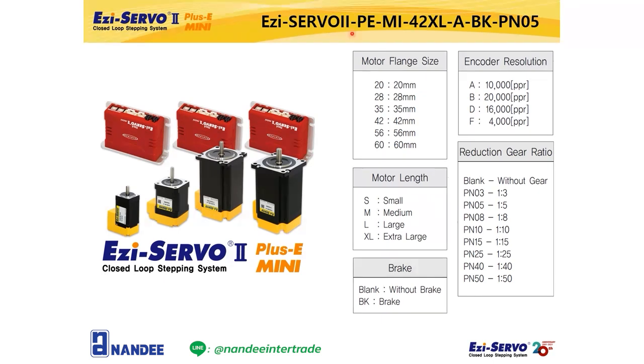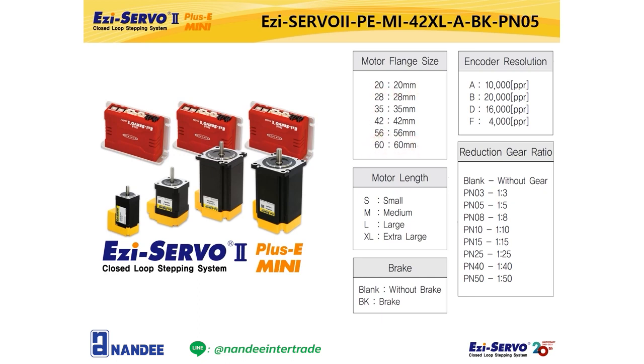In the example model name, PE means Embedded Controller with Ethernet Network, and MI stands for Mini. 42 means 42 mm motor flange size, and XL means motor length. 8 means a product with 10,000 ppr encoder applied. BK means that a brake is attached to the motor, and PN05 means that a planetary gearbox is attached to the motor.